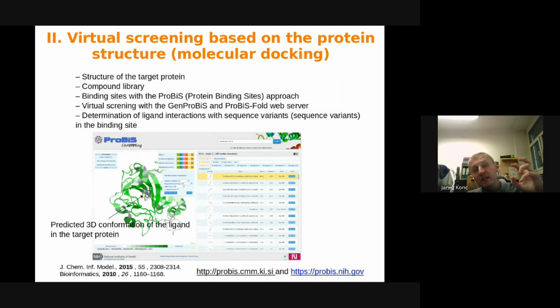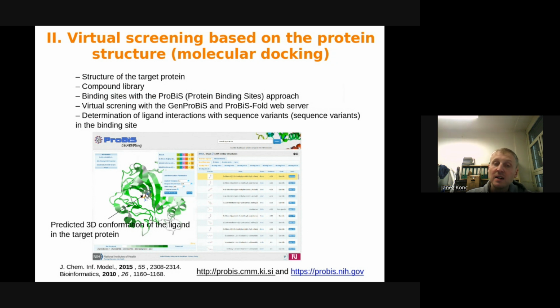Then it's very important to have a binding site on the target protein already known and defined. We developed ProBiS, protein binding site tools that enable you to predict the exact location of a binding site within a protein if this binding site is not initially known. So today we are going to see virtual screening with the GeneProBiS and ProBiS web servers.